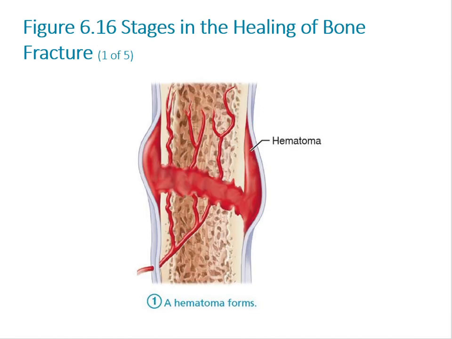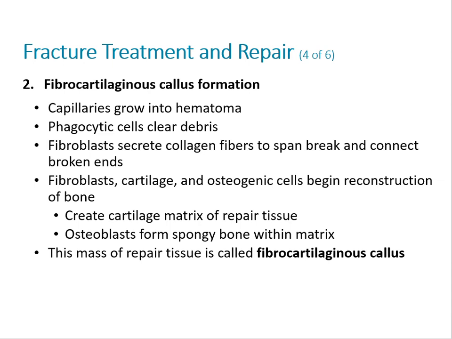So we can see in this image, step 1, the hematoma formation. We can see that blood pooling in an area near the break and pulling up under the periosteum. Next, when growth starts to occur, capillaries grow into the hematoma, and you have phagocytic white blood cells that clear debris. Fibroblasts start to be created, a general connective tissue building cell that secretes collagen fibers to help span that break and reconnect the broken ends. Fibroblasts, cartilage, and osteogenic cells are all present to begin reconstruction of bone.